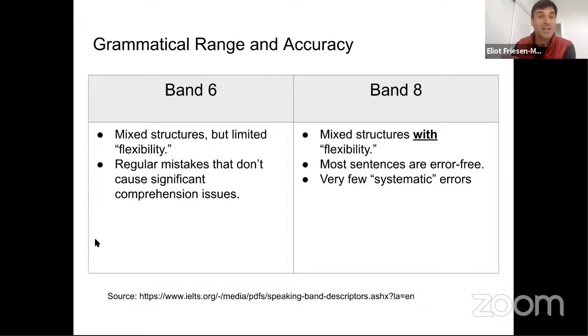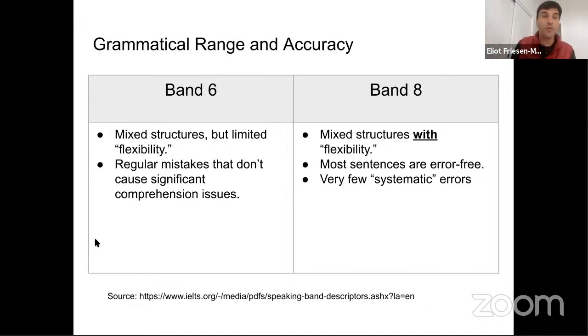Band 8 is a much higher standard for making errors and the lack of errors, right? So in band 8, we need to see that most of the sentences are error-free, okay? That there are very few systematic errors. Systematic errors are where maybe you're making regular mistakes with a particular grammatical structure, okay? So verb tenses, conditionals or modal verbs. Maybe it becomes clear throughout your interview that you haven't mastered those particular skills.